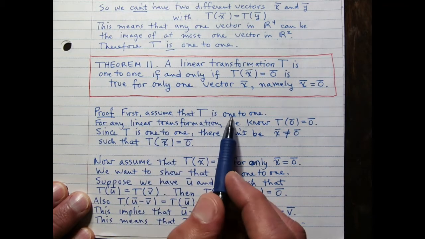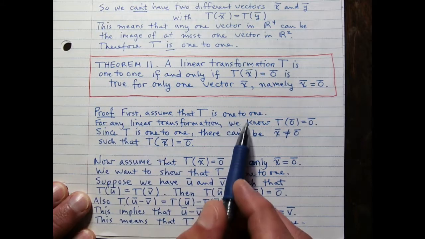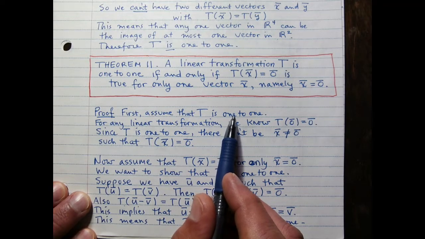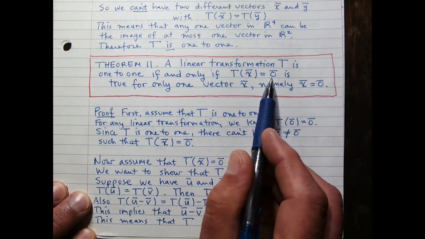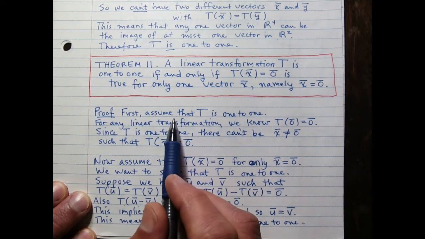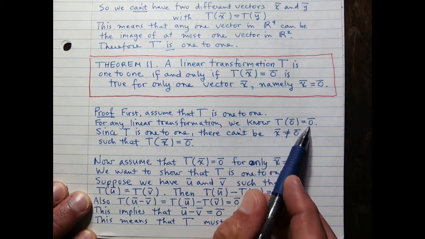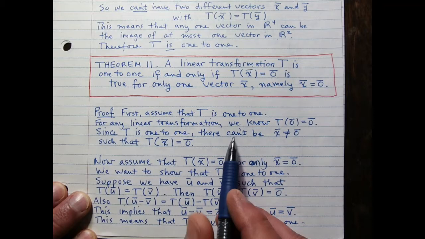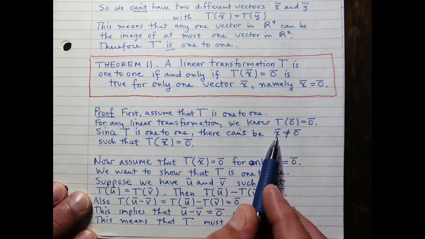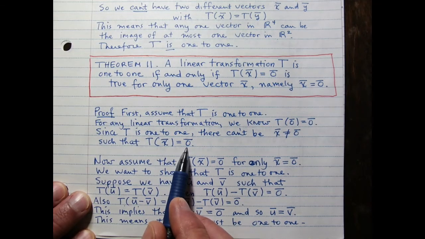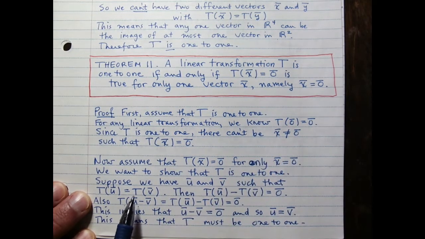When we say if and only if, we've got two directions to show, two implications. So first assume that T is one-to-one. Suppose we know the transformation is one-to-one. We want to show then that T of x equals 0 only for x equals 0. So for any linear transformation, we know T of 0 is 0. That's always true. Since T is one-to-one, there cannot be an x different from 0 such that T of x equals 0. So we've got the implication in one direction.